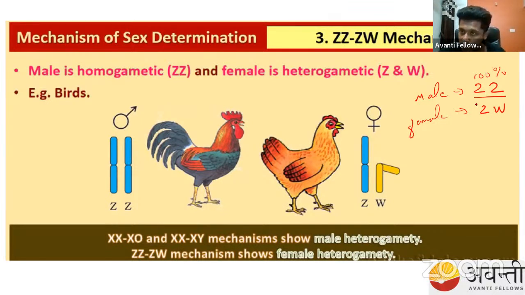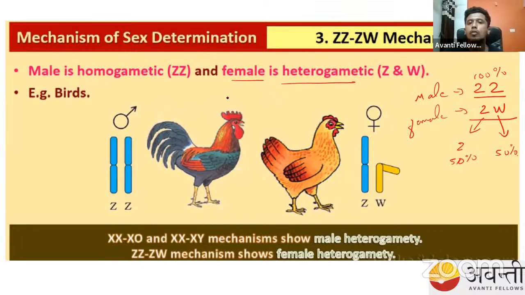Only Z type of sperms will be produced. Now, when it comes to female, 50% of the eggs will be of Z type. I'll write a 50%. And then W type will be again 50%. Isn't it, people? So now the female produces two different types of gametes. Now we call it female heterogametic.